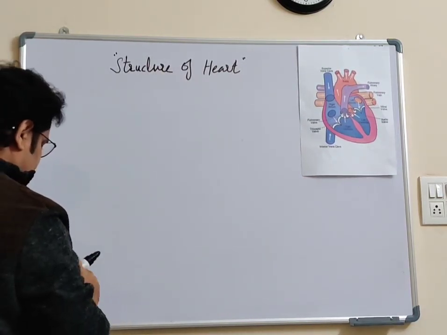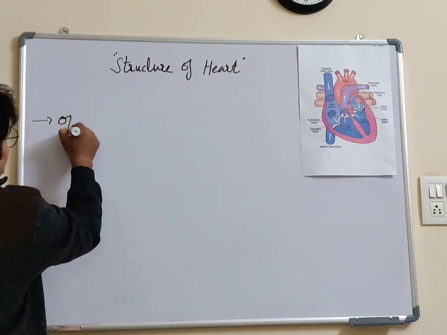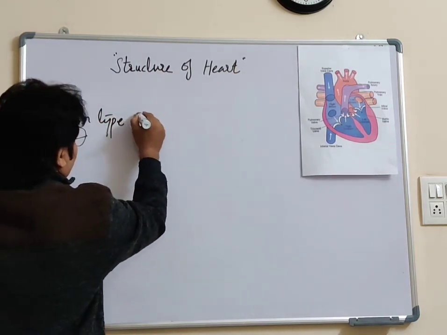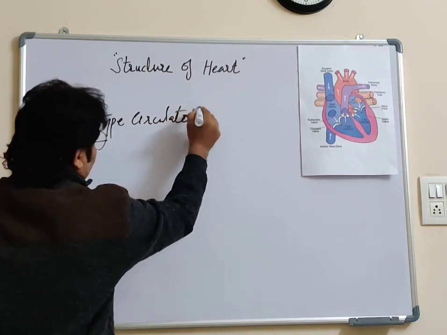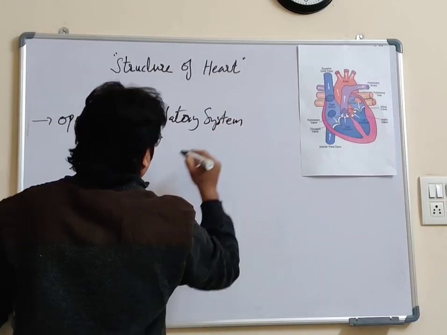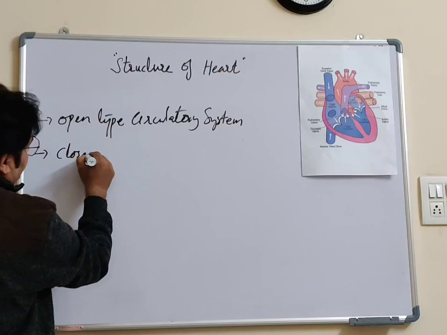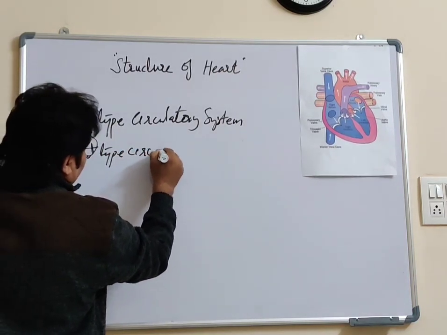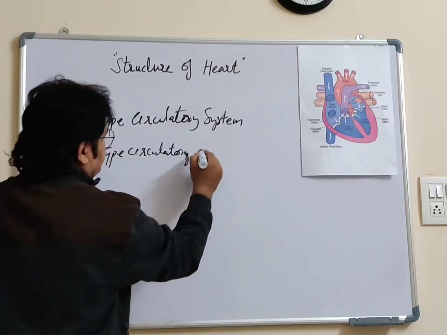Next one. Here small terms are there, but each carries 2 marks. What is open type circulatory system? Open type circulatory system. Then another one is there, called closed type circulatory system.